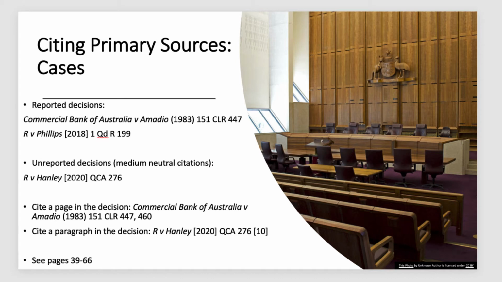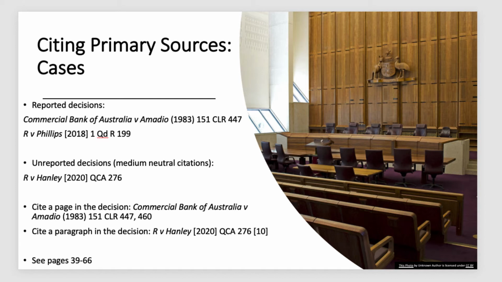Note that when we're discussing cases, the V that you see, so look at the first case there, Commercial Bank of Australia, and then it's got a V and then Armadio. The V is pronounced as 'and' in civil cases. So we would say Commercial Bank of Australia and Armadio. In criminal matters, the V is pronounced as 'against'. The R is pronounced 'Crown'. So that actually is said as Crown against Phillips.